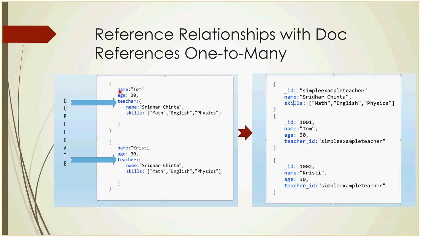Okay, so with that being said, Tom and Christy could have a reference to an ID of teacher, which is teacher underscore ID. Again, the ID is unique across this entire database, so I could just say ID is simple example teacher. I'm just showing it for the simplicity. It will be an ID which is more like a grid kind of look and feel, if I have to say. And then this is how you get it.